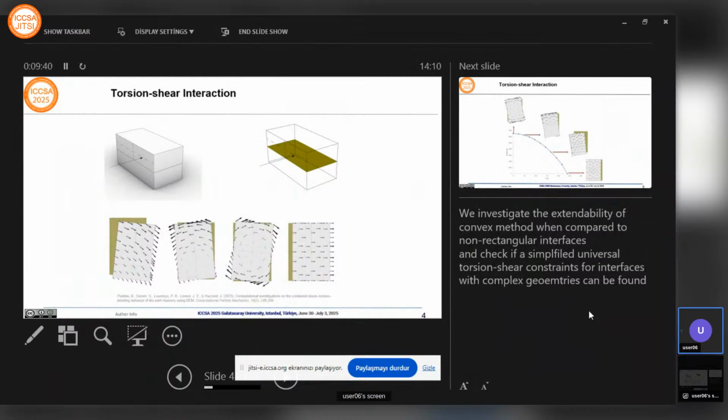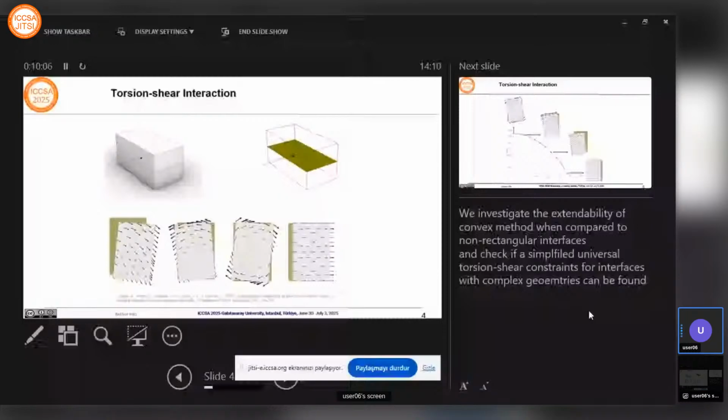geometry. For example, since now the formulations are limited to rectangular interfaces, and I try to explore if we can find a universal and simplified constraint for torsion shear to somehow define the torsion shear interaction for any planar but different interface geometries.